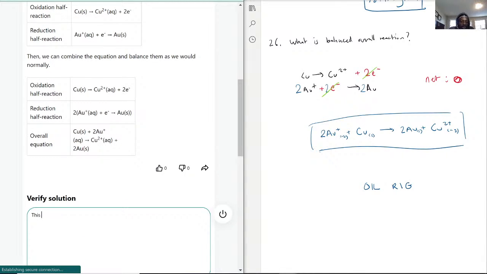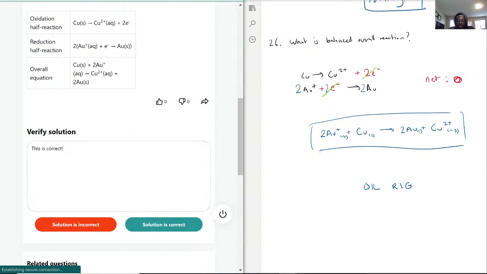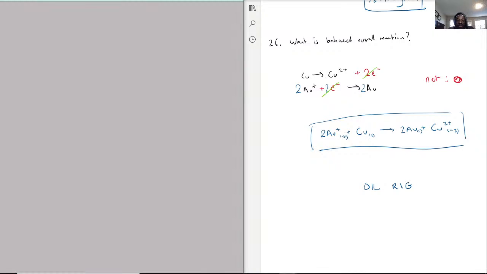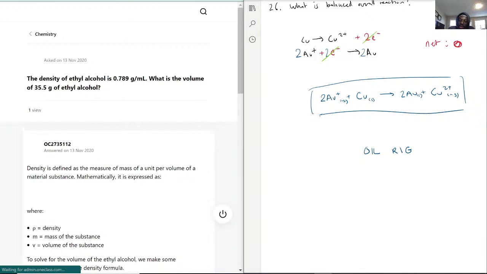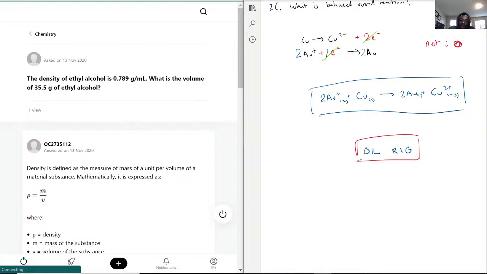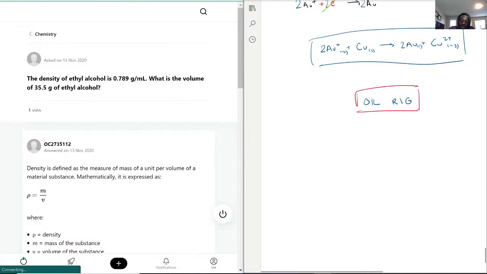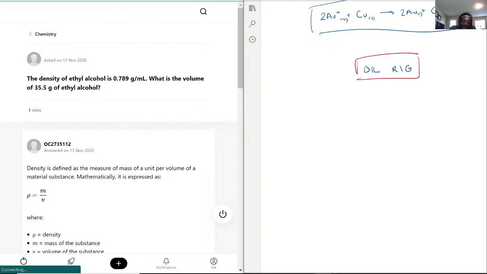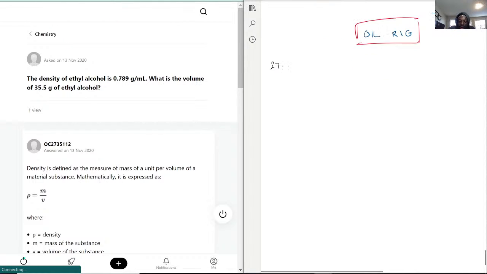So this is correct. I did just balance it without really discussing the concepts, but yes, this is going to be your best friend to understand redox. Oxidation is loss of electrons, reduction is gain of electrons. Almost counterintuitive, but that's just how redox reactions work.